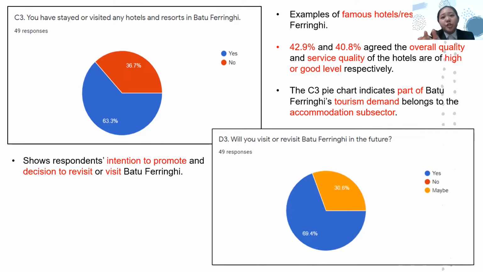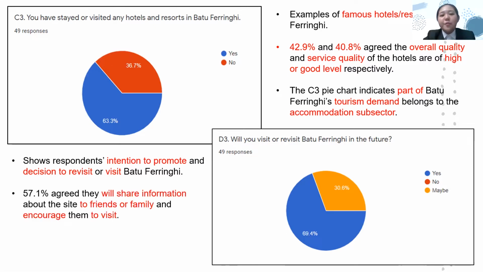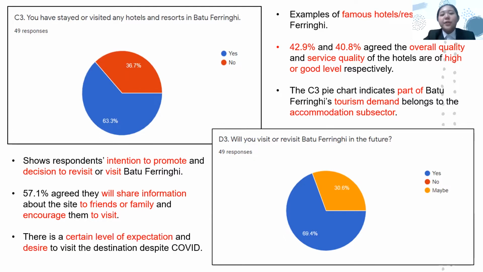And the other pie chart here shows responses regarding whether they will visit or revisit the place in the future, and it shows their intention to promote and decision to visit or revisit Batu Ferringhi. 57.1% agreed that they will share information about the site with their friends or family and also encourage them to visit. So it shows that there is a certain level of expectation and desire to visit the destination despite the COVID outbreak.